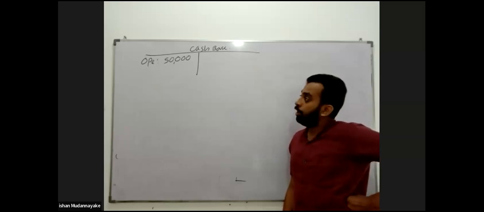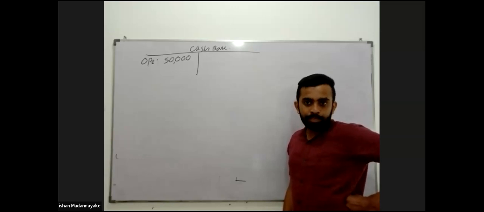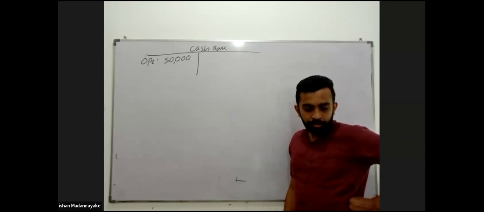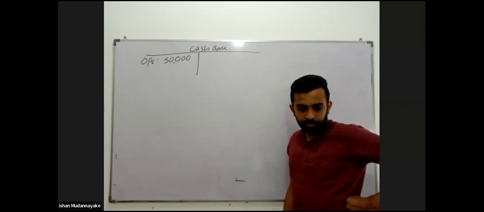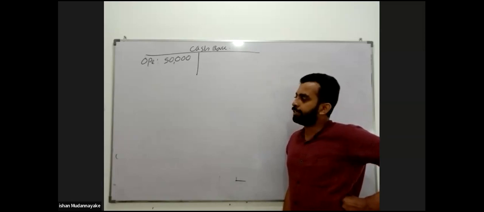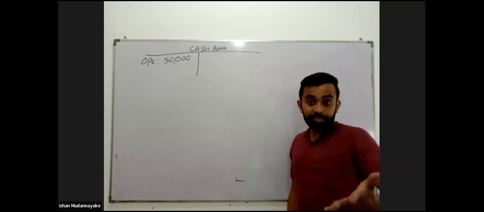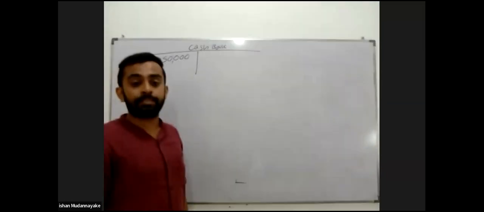Cash book opening balance. Is it an asset, liability, equity, income or expense? Asset. The 50,000 opening cash balance is an asset for the business.